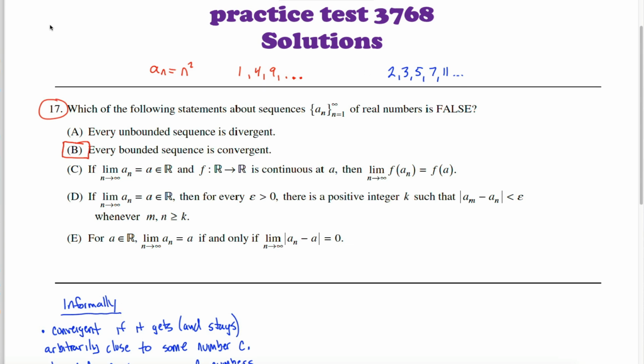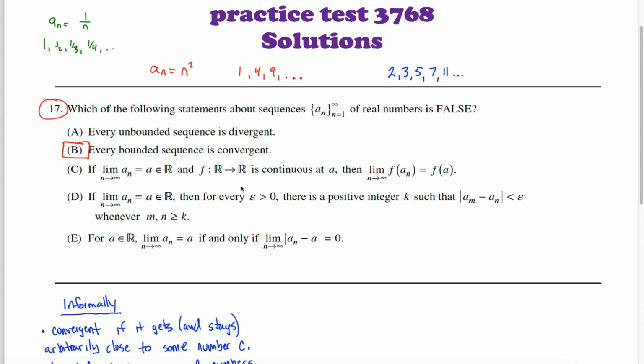Maybe we can consider one more sequence real quick. How about 1 over n? The first few terms would be 1, 1/2, 1/3, 1/4, and so on. Maybe you can see that this sequence is convergent. It converges to the number 0, and it's bounded: bounded above by 1, and bounded below by 0.